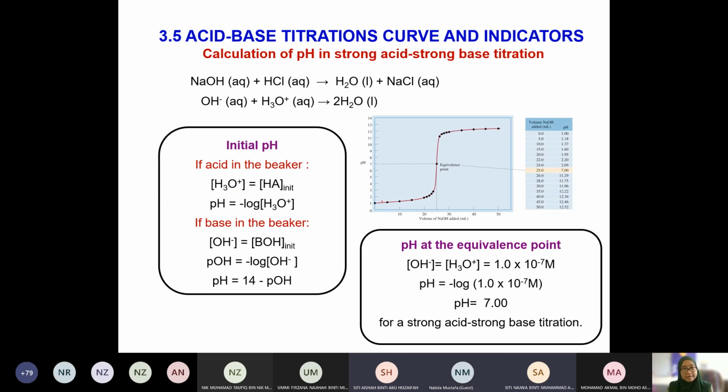Okay, let's start. We have different sets of acid-base titration: strong versus strong, weak versus strong, strong versus weak. Again, like I said, it depends on who is in the burette above and who is in the flask below. Let's start with strong acid versus strong base.